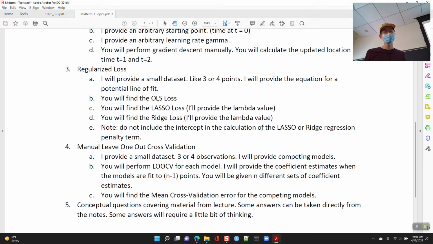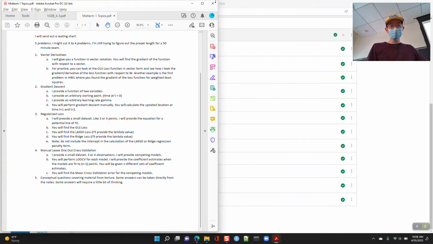And I guess maybe you do a quick comparison between the two. Okay? And then maybe some conceptual questions covering material from lecture. These might be taken straight from the notes. Maybe they require a little bit of thinking. So conceptual questions are there. Okay, questions? Okay, well, we'll leave it at that.